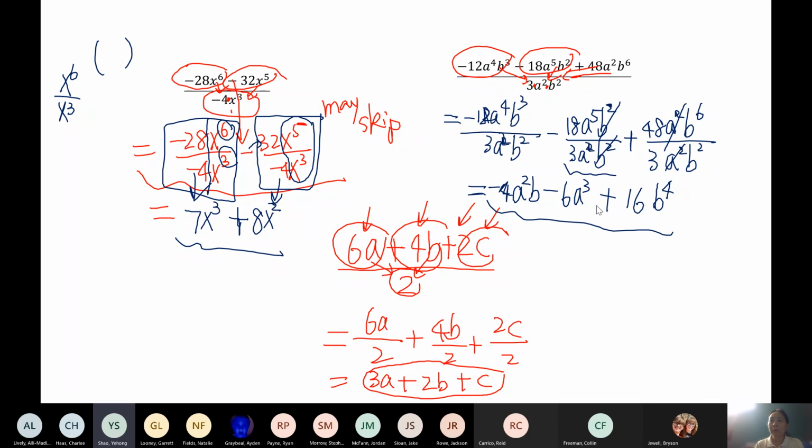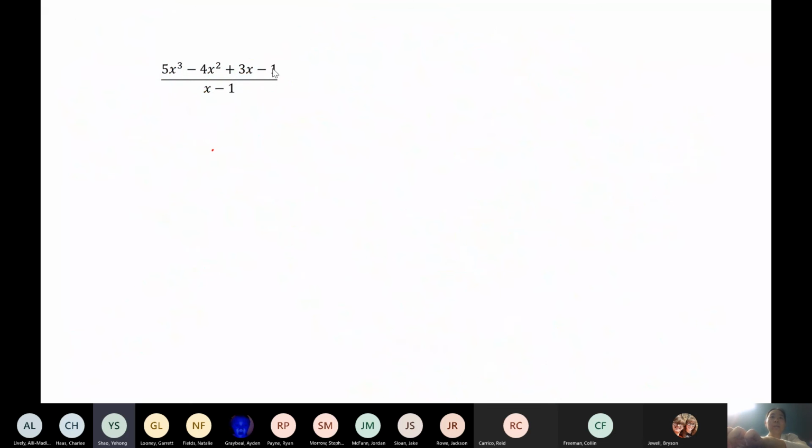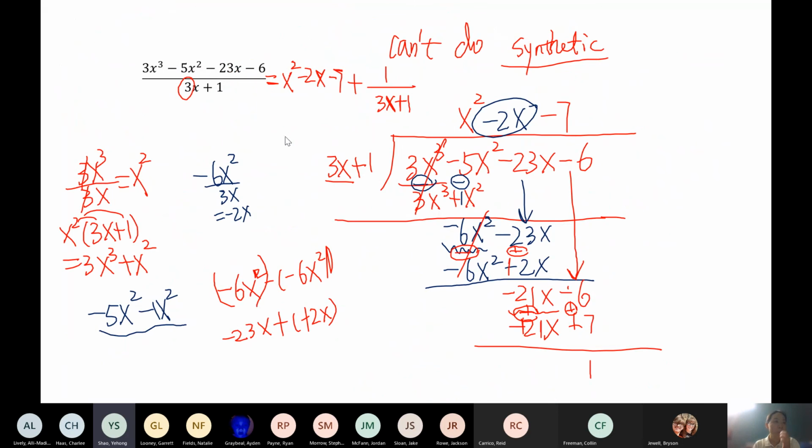Again, there are no like terms that you can combine. So this type of division is easier when the divisor or denominator is only a monomial, which means there's only one term, no plus or minus. So it's much easier than when you have a binomial in the denominator. You have to do long division, which takes much longer. Okay. All right. Questions?